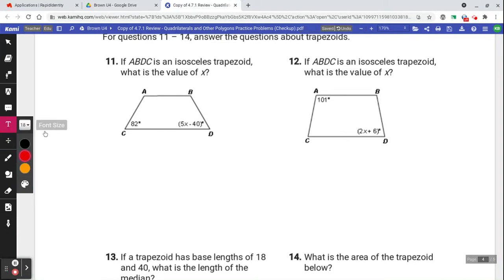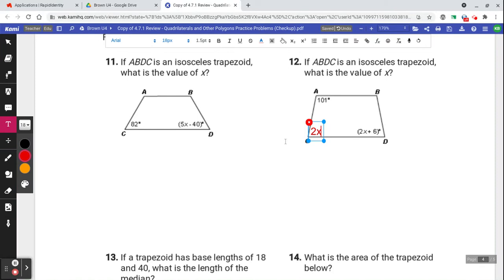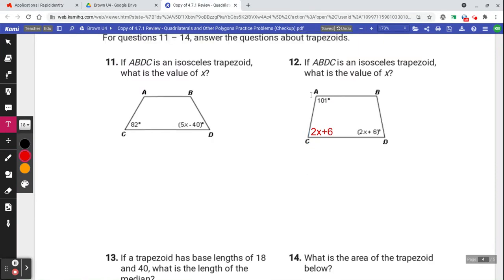Let's just type it in. I just kind of want to prove what I'm about to say. So we know this is 2x plus 6 because base angles are equal. But we also know because these are parallel lines, and we could consider this a transversal, these two are same side interior angles. And same side interior angles are equal when the lines are parallel.